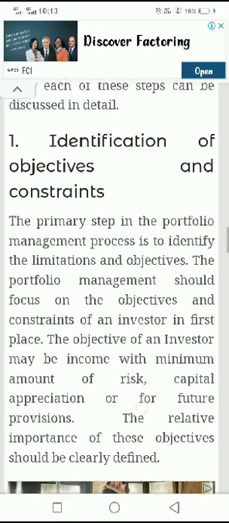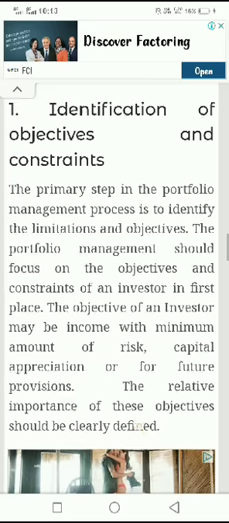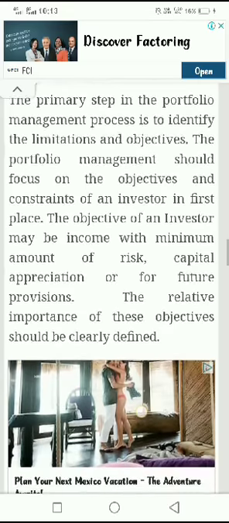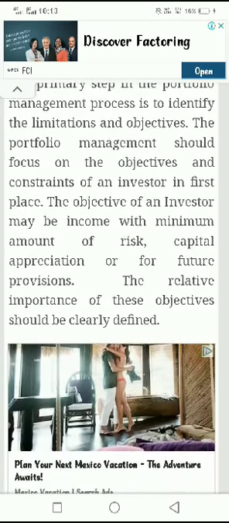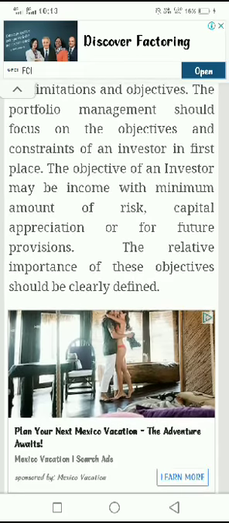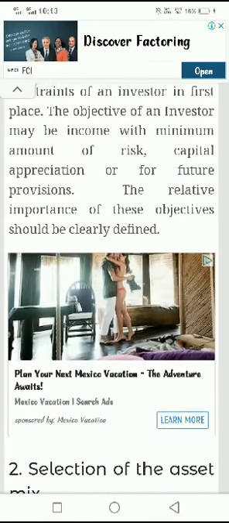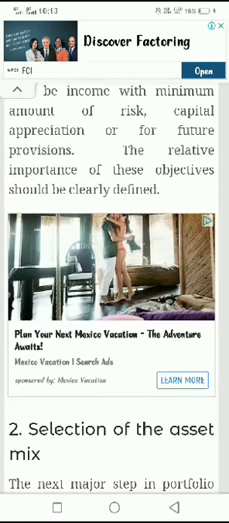Point 1 Identification of the objective and the constraint. The primary step in the portfolio management process is to identify the limitations and objectives. The portfolio management should focus on the objective and the constraints of the investor in the first place. The objective of an investor may be income with minimum amount of risk, capital appreciation, or for future provisions. The relative importance of these objectives should be clearly defined.